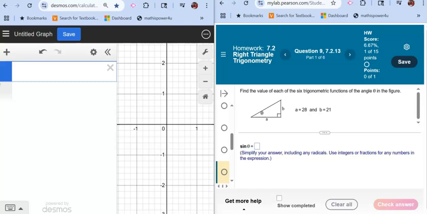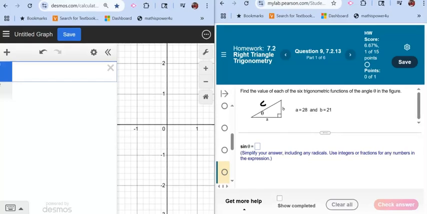So we would set this up. This is C, the hypotenuse, the longest side, so we're going to take the square root of the sum of these squares. So 28 squared plus 21 squared.